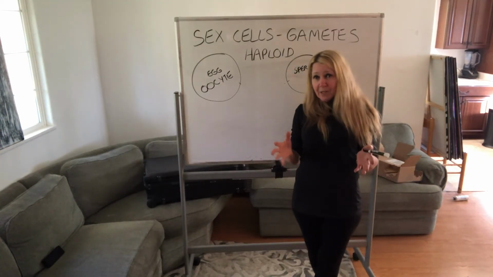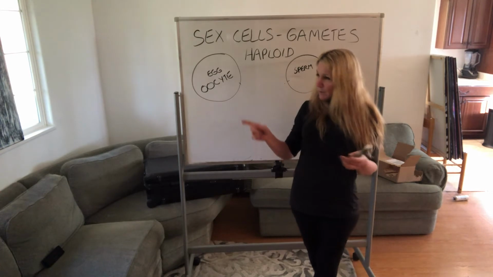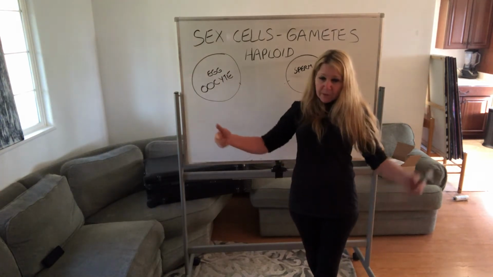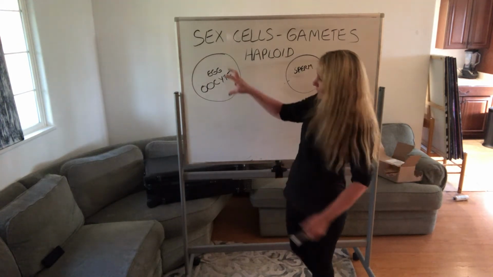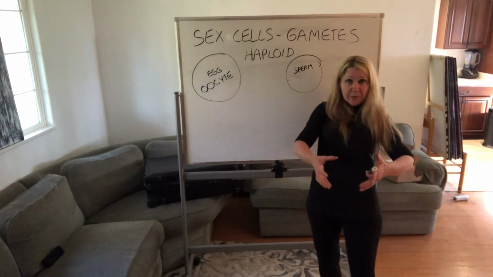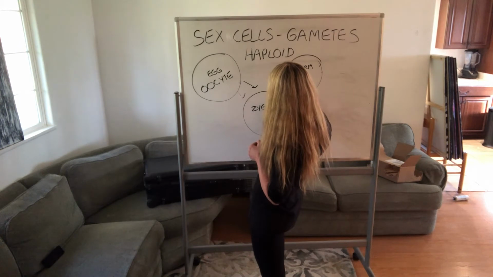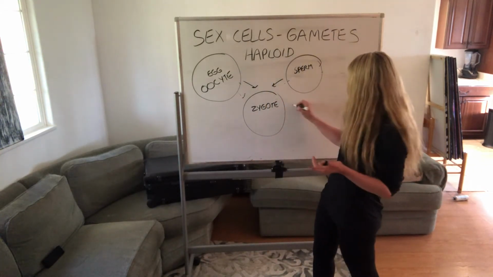They have half as many genes as other cells, because these two are going to come together during fertilization. And then when they come together, you have a full set of genes. So this is like half a deck of cards, this is like half a deck of cards. Come together, you get the full deck. Form a zygote. So a zygote is a fertilized egg.